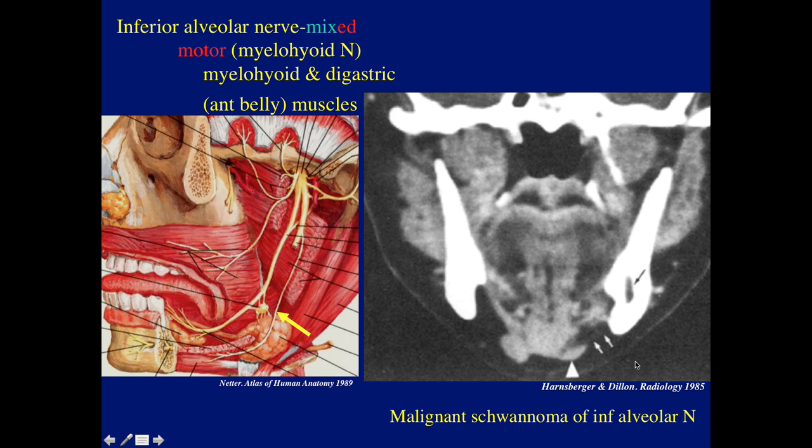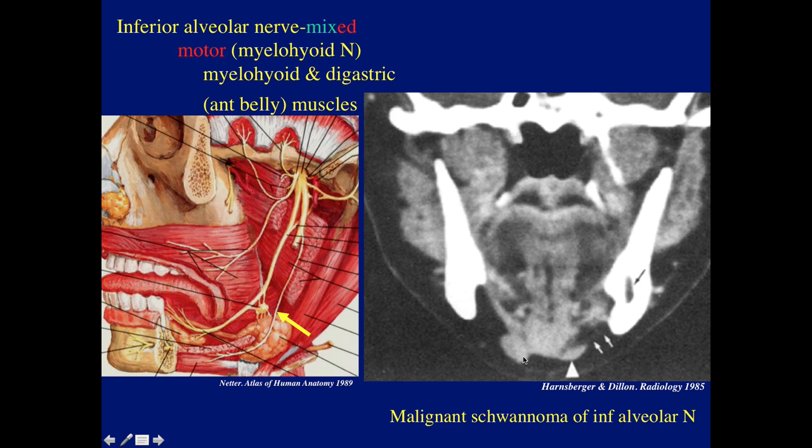What does this image show? What is involved here? Correct. As Asif said, denervation atrophy. What muscles are involved? As Dan and Asif both said, and Rich, all mentioned the correct structure. This is denervation atrophy secondary to this malignant schwannoma.